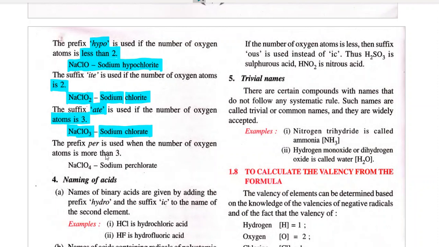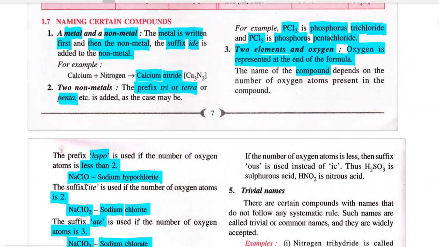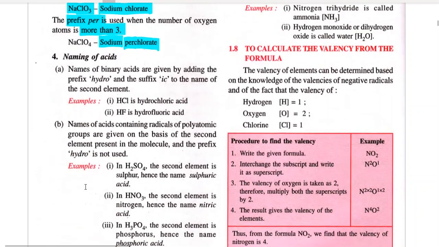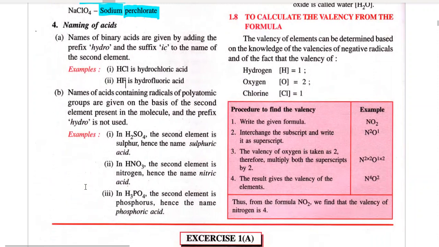And if the number of oxygen atoms is more than 3, then you use a prefix per in front of the non-metal. So NaClO4, oxygen is more than 3, so you write sodium and then you use prefix per in front of chlorate. So perchlorate. Why per? Because per is a prefix used for determining the number of oxygen atoms which are more than 3. So this is how you name two elements and oxygen. Naming acids is very important.